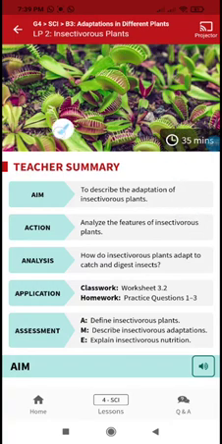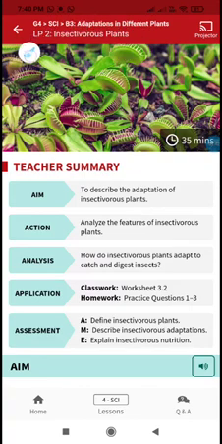Insectivorous means they eat insects. These plants grow in soil where all the nutrients are not available. They grow in nutrient-less soil, so they depend on insects to get their food. By trapping the insects, they get the food. By eating the insects and some other small animals, they fulfill their nutritional needs. Such plants are called insectivorous plants.